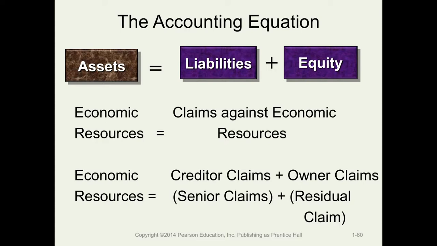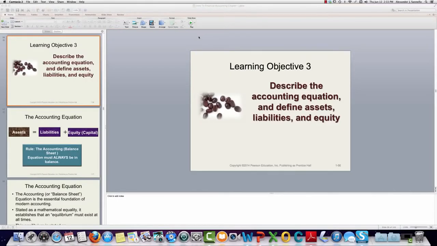Very simply, we have two types of claims. We have creditor claims, and that's the bank, or any other creditor that extends credit or lends money to the organization. And the owner's claim is the residual claim. That is, what is left over. So if we think carefully about the residual claim and the idea of the creditor's claim, let's say you have an auto purchase.